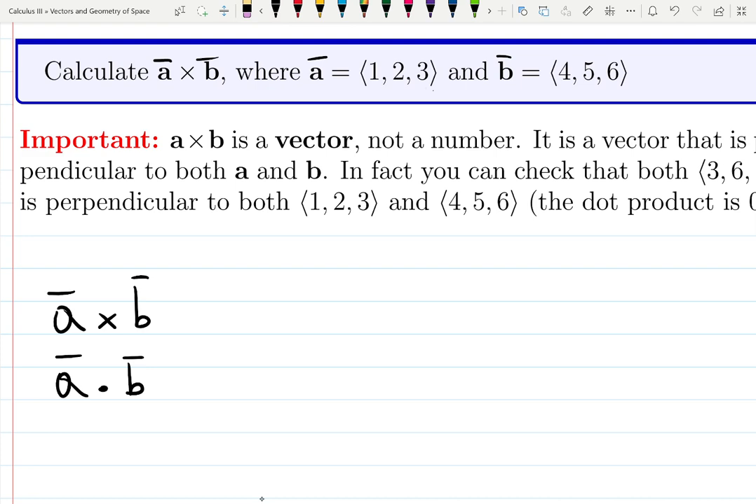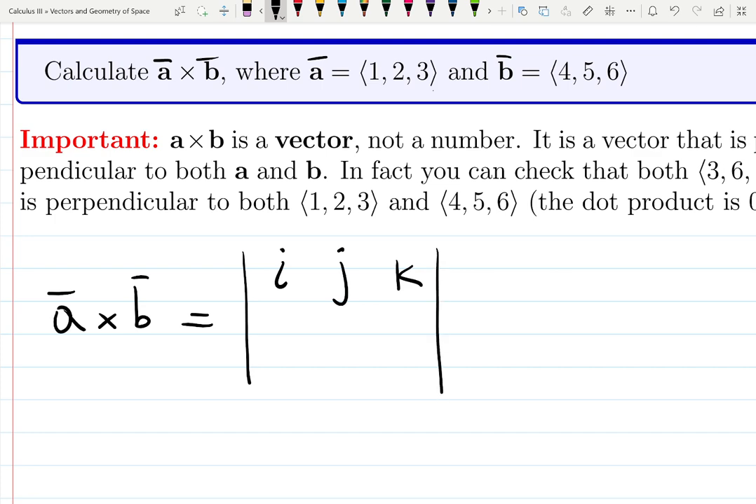But cross product is a determinant of a matrix. What kind of matrix? You put I, J, K, our famous trio, and then you put each vector in a row: 1, 2, 3, 4, 5, 6. So you create this 3 by 3 matrix, but one row is missing, and we're going to be using IJK.